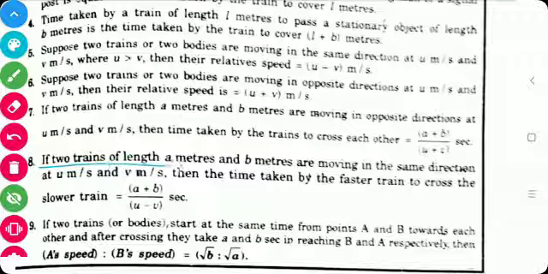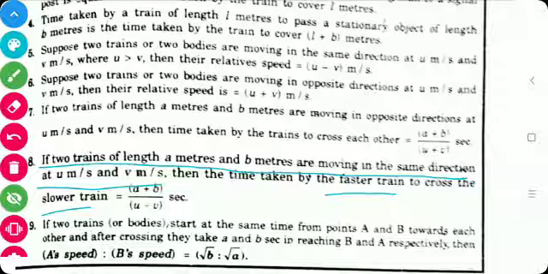If two trains of length a meter and b meter are moving in the same direction and their speeds are u meter per second and v meter per second, then the time taken by the faster train to cross the slower train is a plus b upon u minus v seconds.